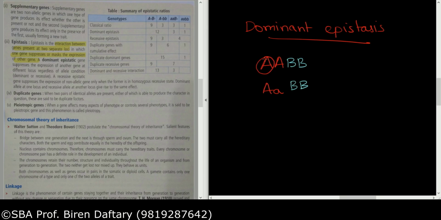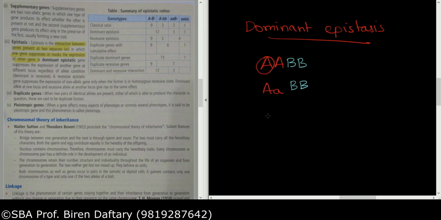that means this gene will only show its effect. It will not allow the other genes to show. In this case, this is the same gene, so it doesn't matter. But over here, small a cannot show its effect, neither can capital B. So if there is a single copy of a dominant epistatic gene, it will not allow any other gene to show its effect.